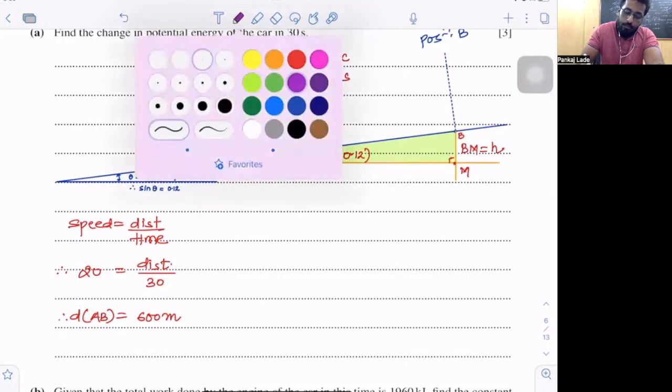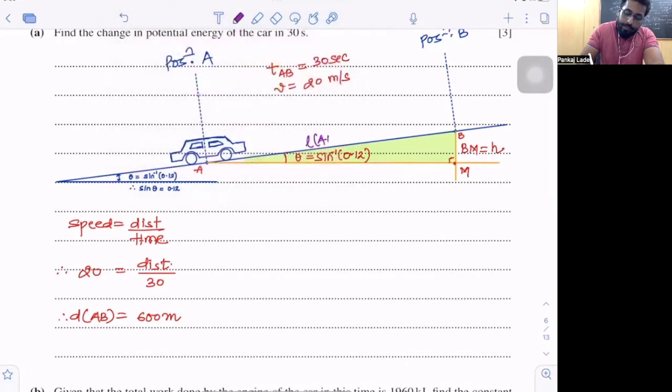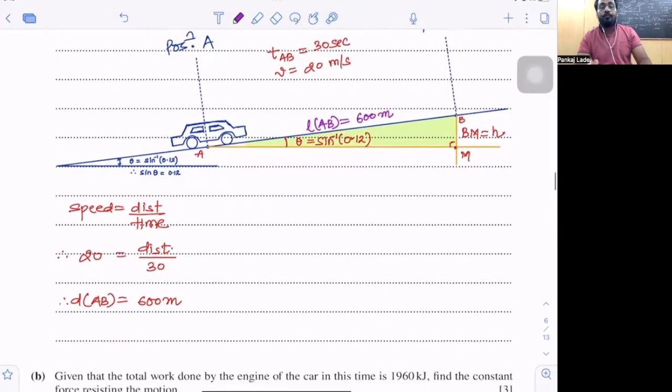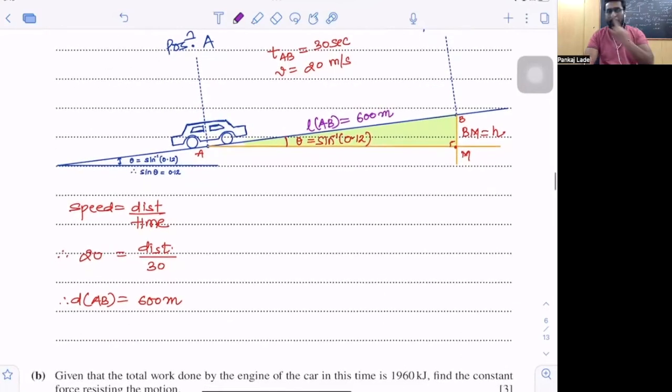So the length of AB, we have got how much? Let's make it a different colored pen. Length of AB, I have got 600 meters. So in this triangle AMB, if I ask you to get me sine theta, because I need the length of BM. BM, which is H, is opposite to this theta, right? And I know the hypotenuse of this triangle. So opposite is there, hypotenuse is there. These two sides are involved in the ratio sine, right? The trigonometric ratio sine contains opposite and hypotenuse.